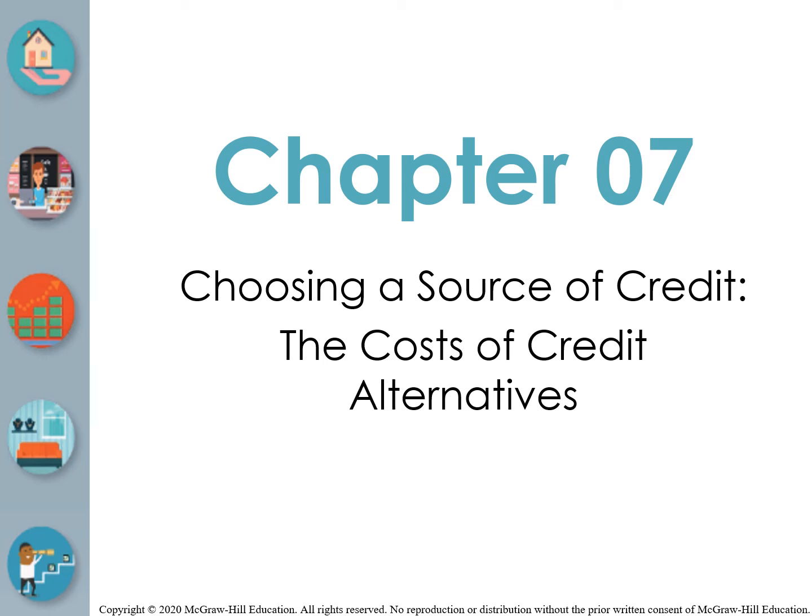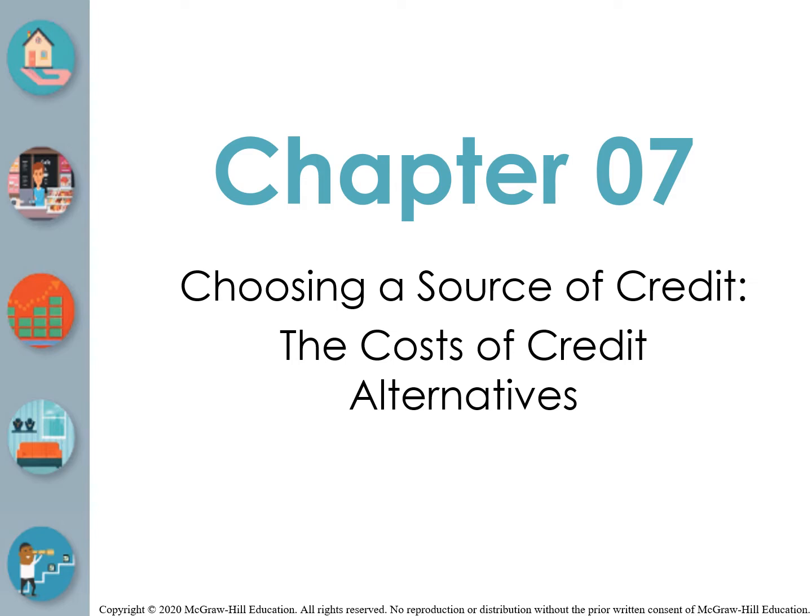So as we continue to drill down on credit, this chapter is choosing a source of credit, the cost of credit alternatives. We're weighing the cost of credit, and we're past the point of whether or not the credit is something that's advisable or not. That always goes without saying that you want to consider all these things, but ultimately what it comes down to is back to our concept of opportunity cost.